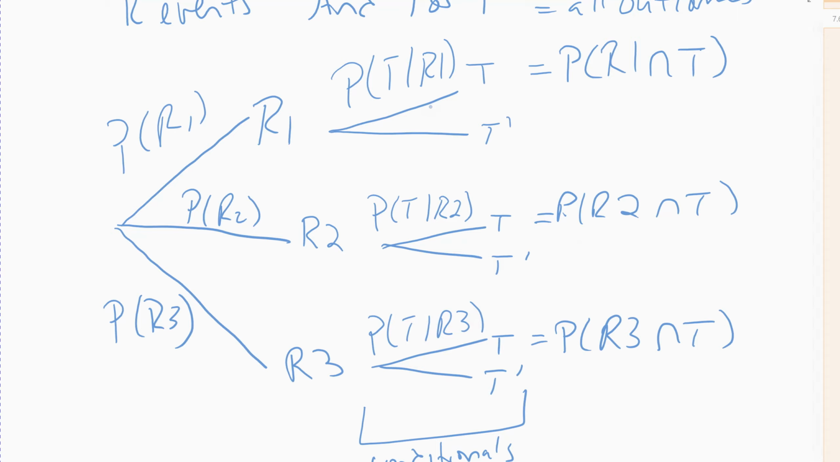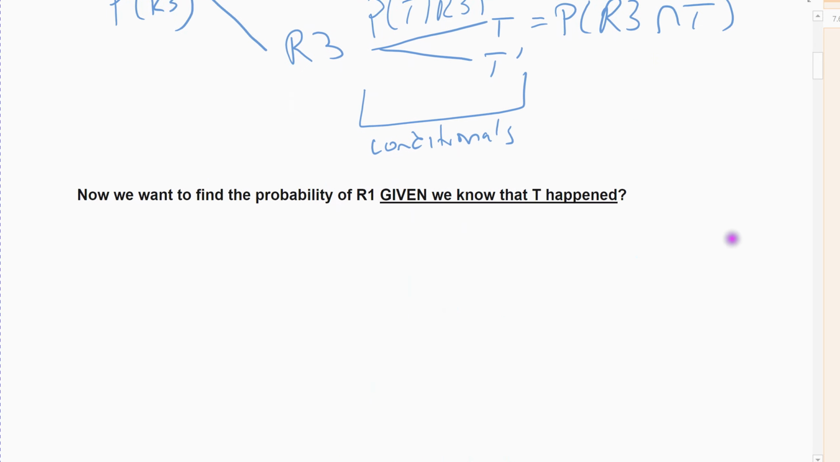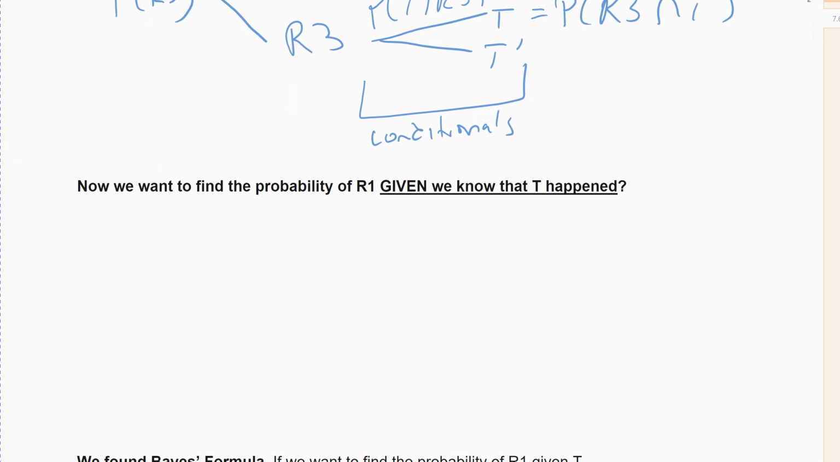The new question is just the new type of conditional. We have conditionals on our tree, which we found before in 7.5 part 2. But now this is a new question. We want to find the probability of event 1 happening, R1, but we're given that T happens. So this is a conditional probability, and we've never seen one of these before with the tree cases. What it is, we were given the end results.